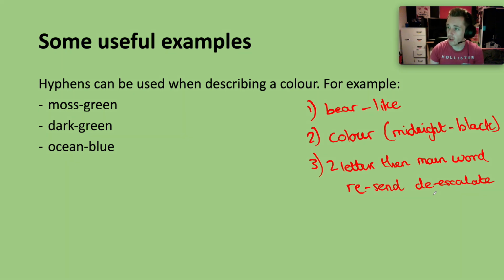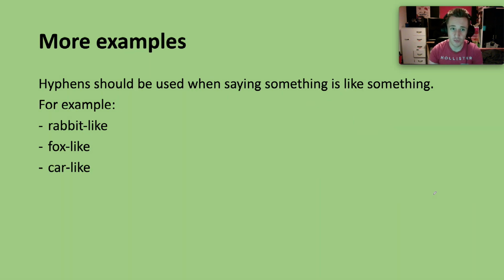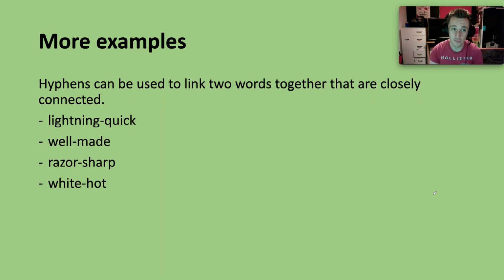Hyphens can be used for colours: moss green, dark green, ocean blue. Hyphens should be used saying something is like something: rabbit-like, fox-like, car-like. And if you've got two words that are really closely connected: lightning quick, well made, razor sharp, white hot. Two words that are very close in meaning. A razor is sharp, so they need a hyphen. Well made, linked together.